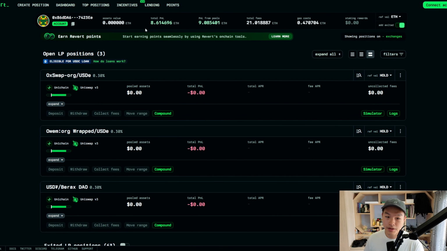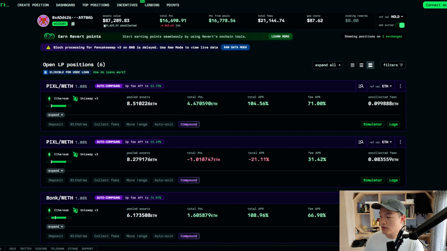And then my exited position is sitting at 8.6 ETH. So pretty good results overall, consistently beating impermanent loss here. I run a wide range strategy most of the time, so impermanent loss is not that hard to beat. So let's dive right in.